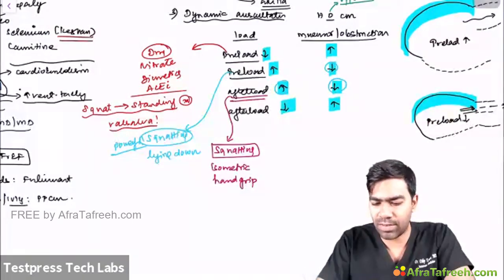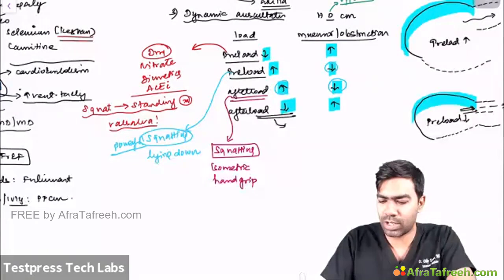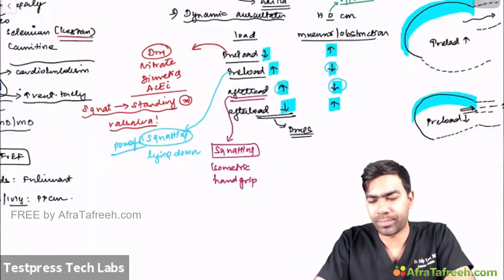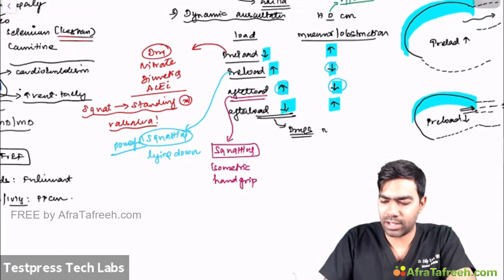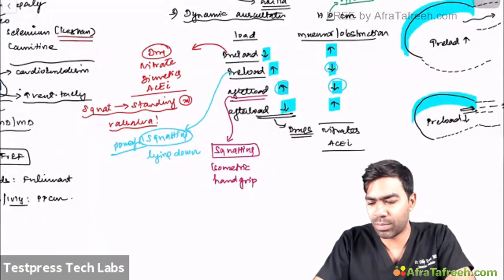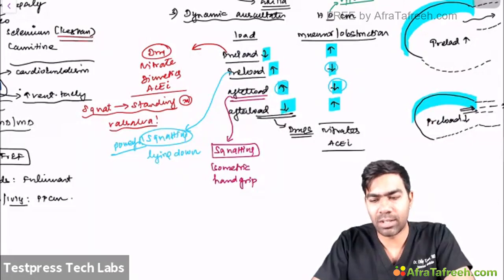Conditions that reduce the afterload, once again, you need to know about the drugs that can reduce the afterload. Same drugs: nitrates, and diuretics will not reduce it, but ACE inhibitors and angiotensin receptor blockers can reduce the afterload. Because of that, you can get an increase in the murmur.